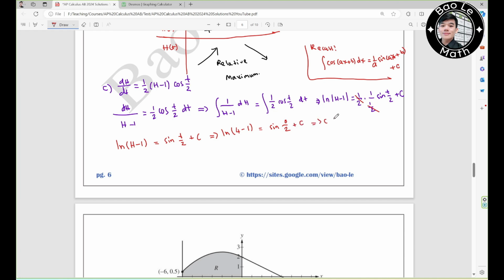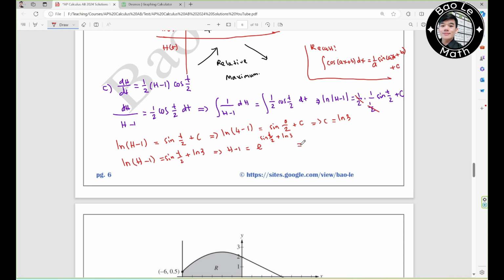Alright, so c equals natural log of 3. Now substitute back over here, so we have natural log of h minus 1 equals sine t over 2 plus natural log of 3. Alright, so h minus 1 equals e to the sine t over 2 plus natural log of 3.